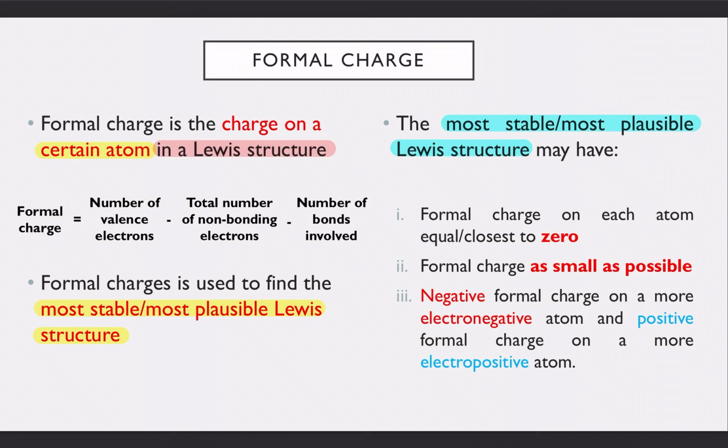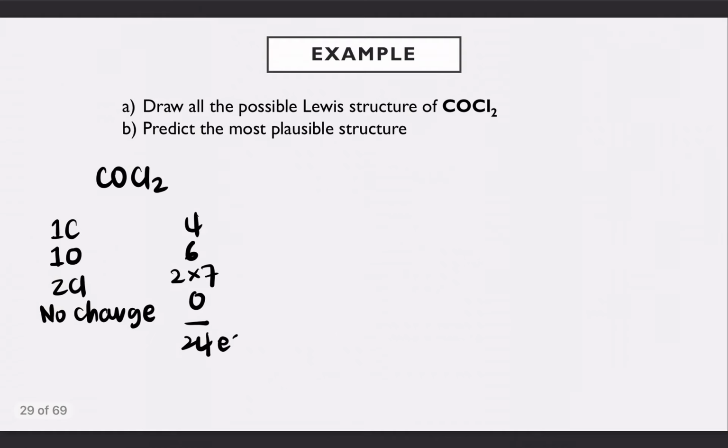So these are the characteristics that you have to analyze on your Lewis structure, the formal charges, to know whether it is the most stable or the most plausible.